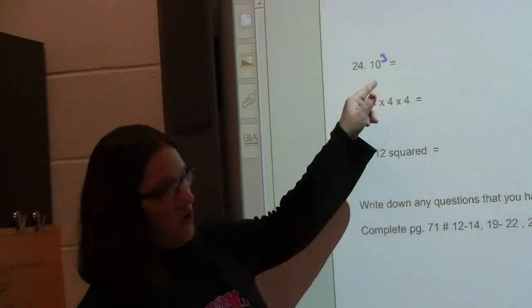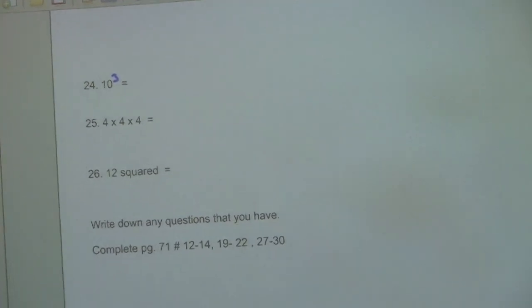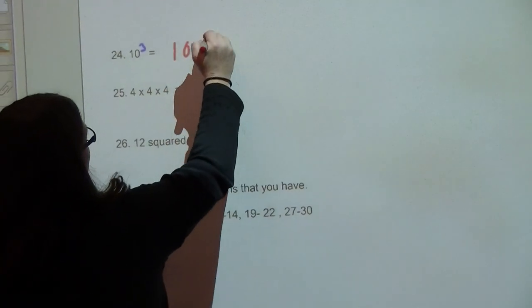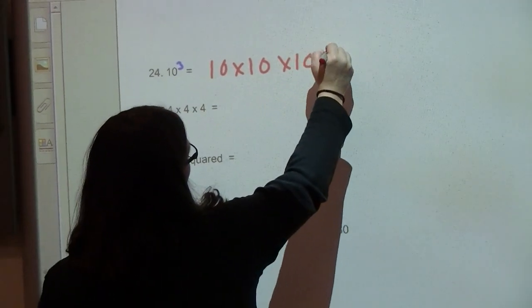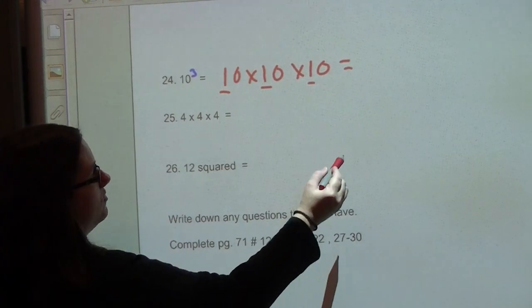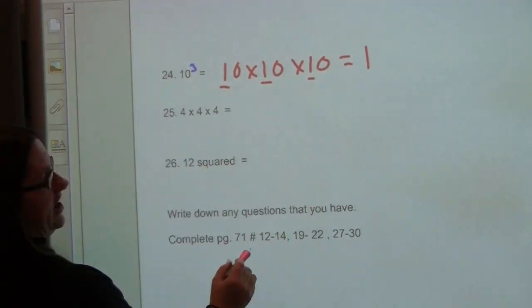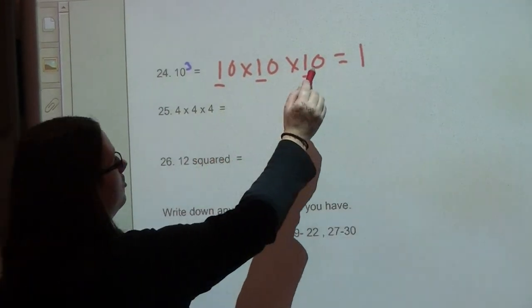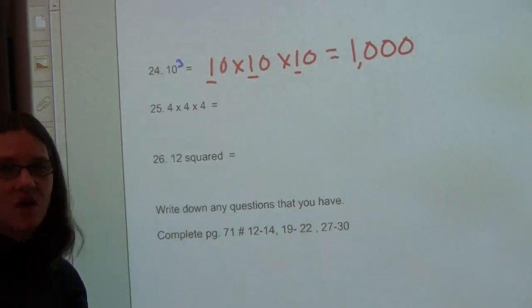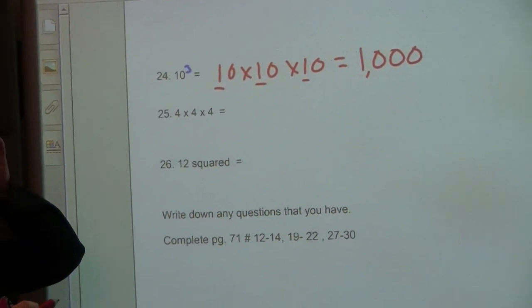Okay, 24 says 10 cubed. So we want to find and solve for 10 times 10 times 10. And we know how to do this. Find the non-zero digits. So what's 1 times 1 times 1? 1, good. And then go back and count our zeros. 1, 2, 3. Final answer is 1,000. Good job, 5th grade.